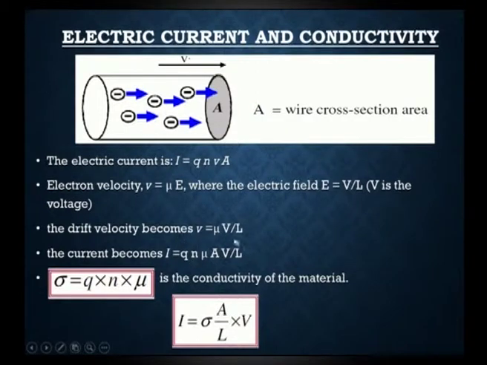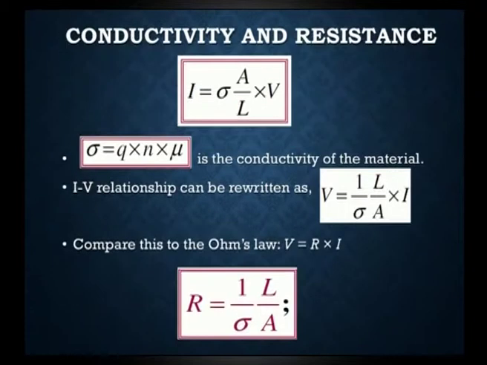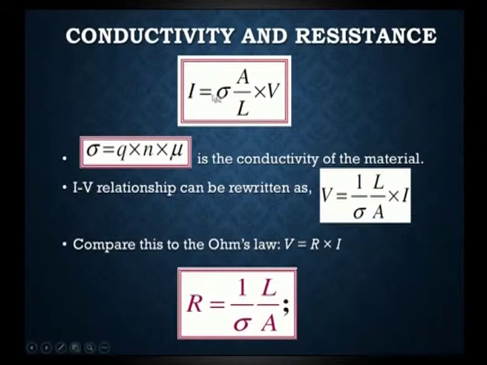With the help of mobility we can represent the current expression, and also with the help of conductivity we can express the current. In both cases the current increases as the mobility increases, and also as the conductivity increases. Now we are going to discuss the relationship between conductivity and resistance. We already know the current equation I = δA/L × V, taking the conductivity into account.